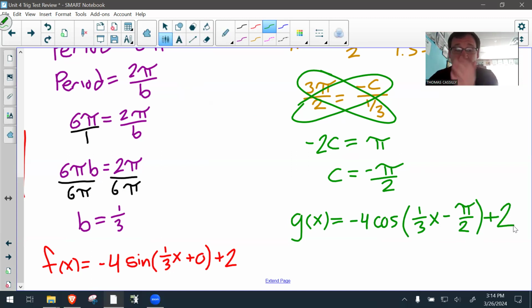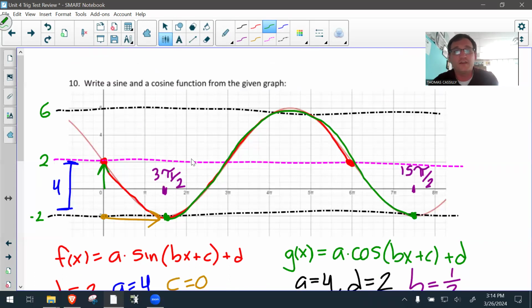If we were to graph both of those things, why don't you guys try that? Open up Desmos or something, or your graphing calculator. Graph these two functions, and you're going to see that they overlap, all right? So they're going to be right on top of each other. So there we go. This picture represented as a sine function and as a cosine function.